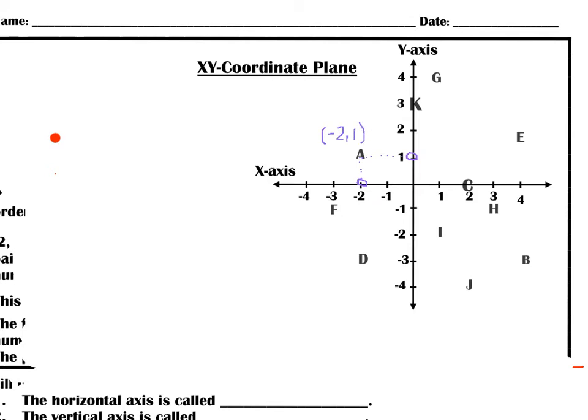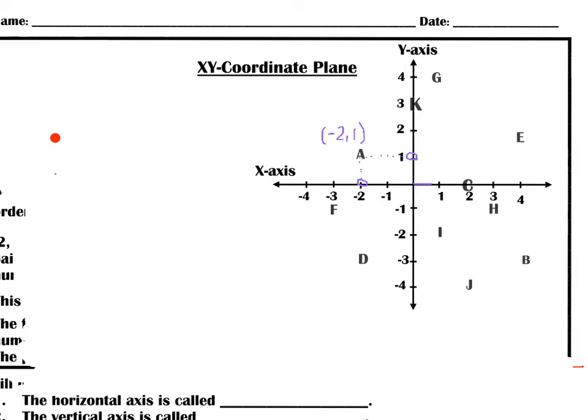Now we're going to look at B. So if you find B over here, it's actually in what's called quadrant 4. And so the directions to get to point B are going to be to go over on the x-axis. So here I am, I'm going over.